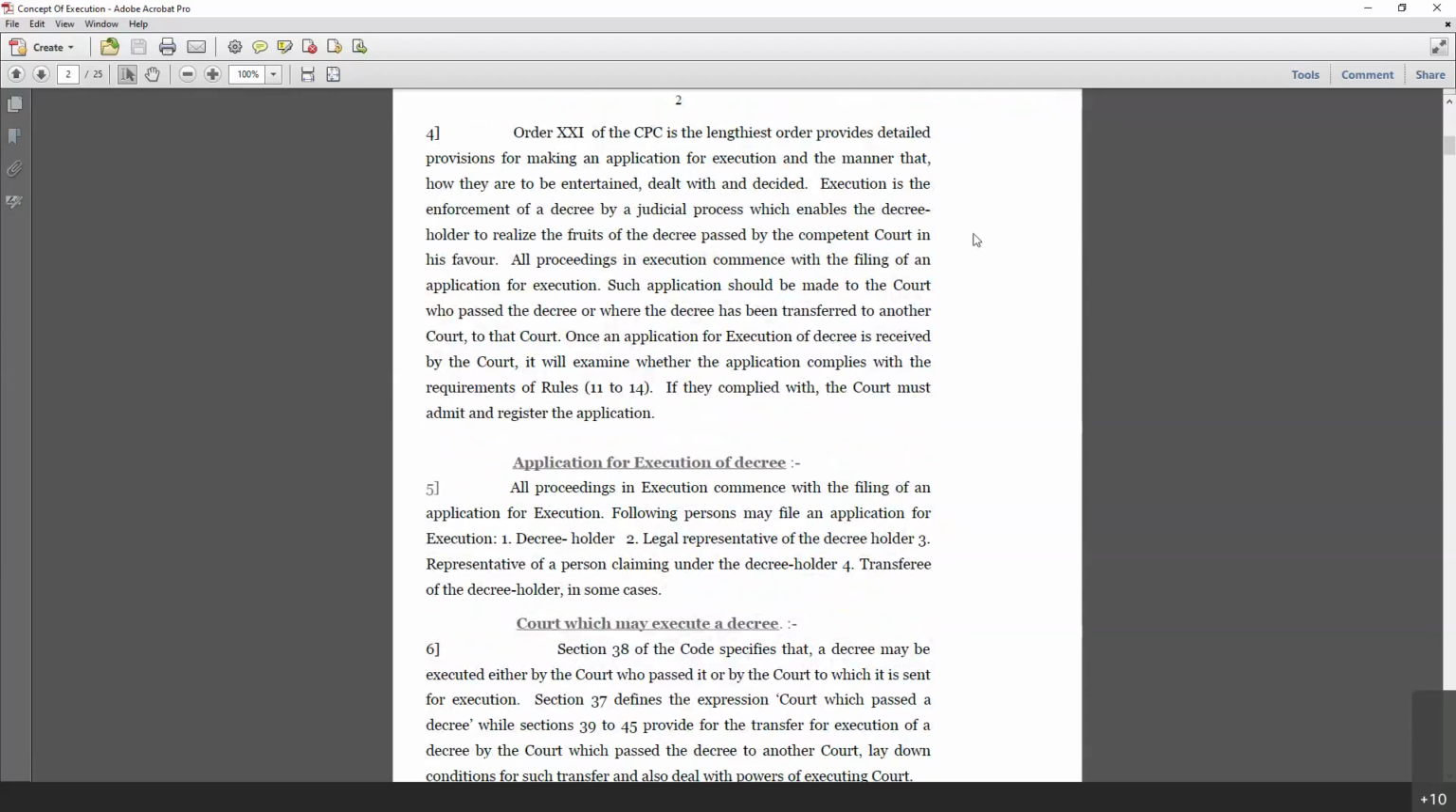Now, obviously, an execution petition is not something which is taken up suo motu. No court is going to suo motu call upon parties to say, please execute my civil decree. Right. So ultimately, it is the party in whose favor the decree has gone, the decree holder, which must initiate such an action and file such an execution petition.